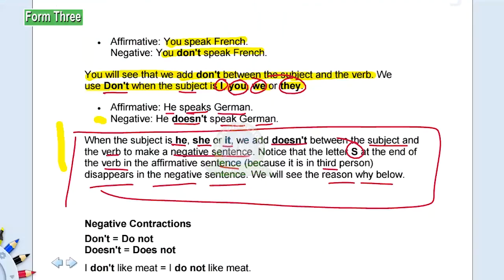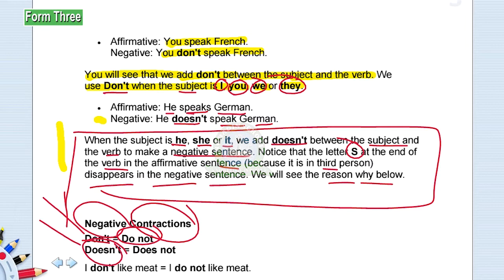So we were on the negative part of simple present tense. But this is different: negative contractions, short form and long form. You can say don't, which is a contracted form. We call it contractions. And this one is a long form: you say do not. Doesn't is a contracted form. But the long form of doesn't can be what?